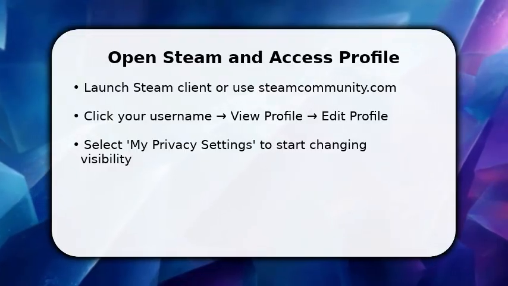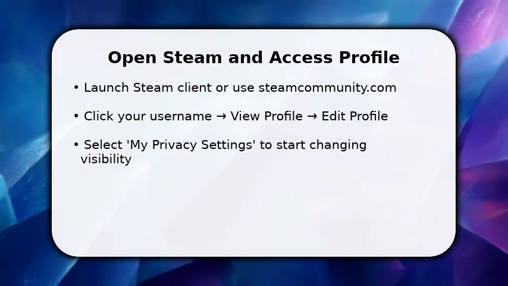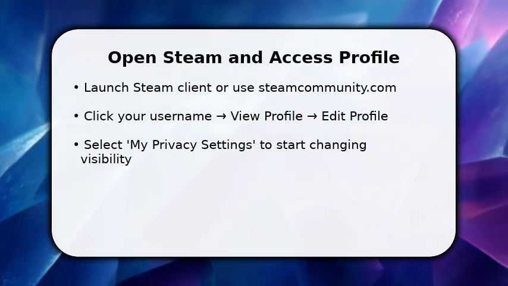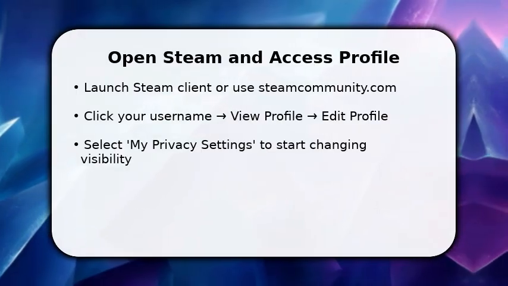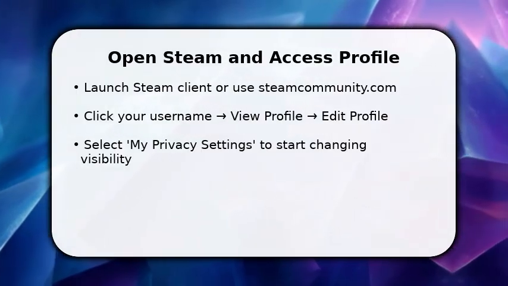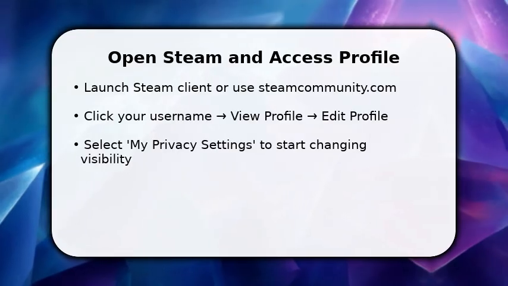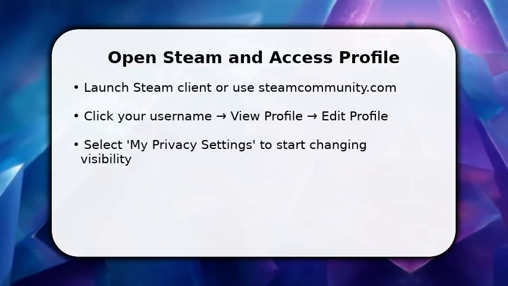You start in the Steam client or on the web, open your profile immediately and choose Edit Profile. Once there, click My Privacy Settings so you can control what others see. You do this first because privacy options are grouped here. Making changes early prevents accidental exposure.